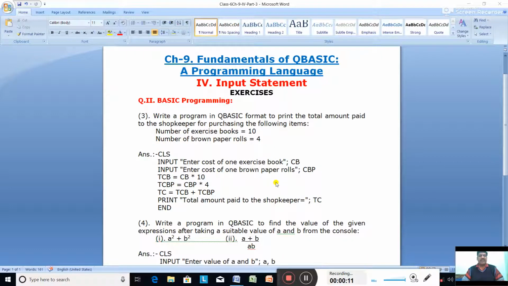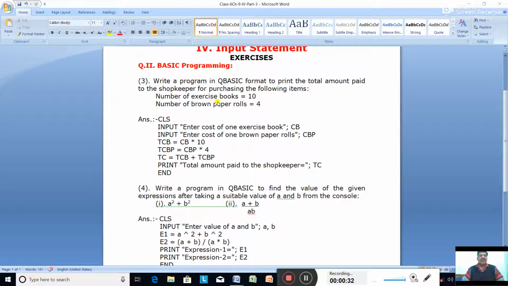Our next programming question is: write a program in QBasic format to print the total amount paid to the shopkeeper for purchasing the following items. You purchase number of exercise books are 10 and number of brown paper rolls are 4. So first we have to find out the cost of one exercise book and cost of brown paper. So we'll input this cost.